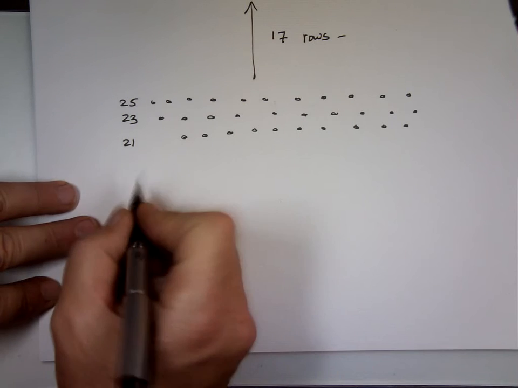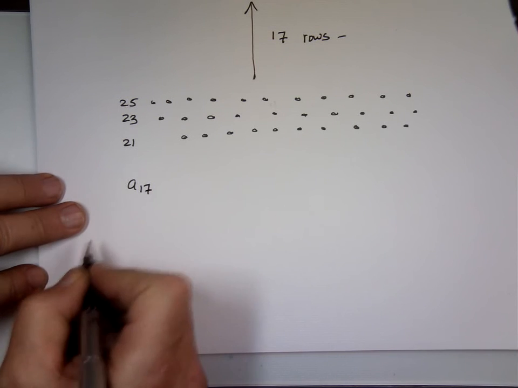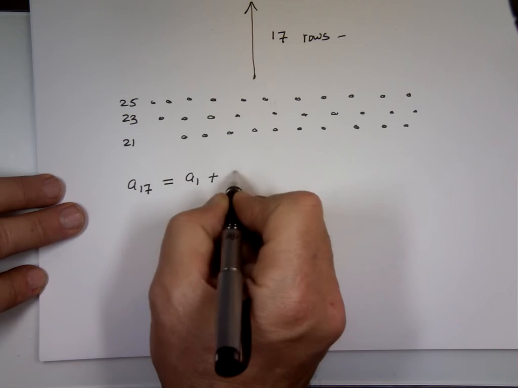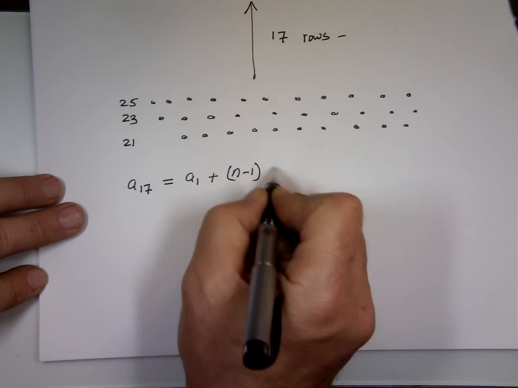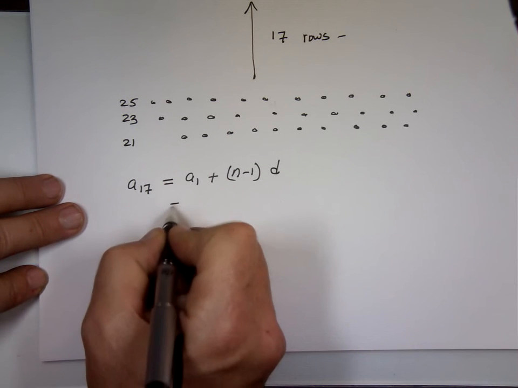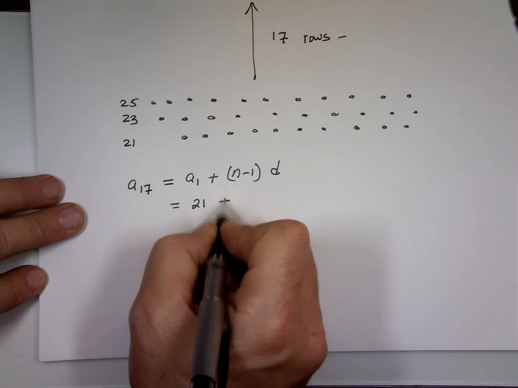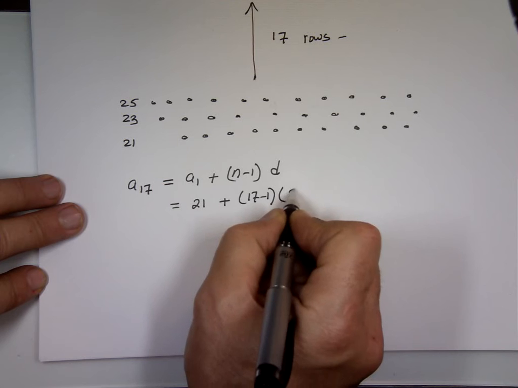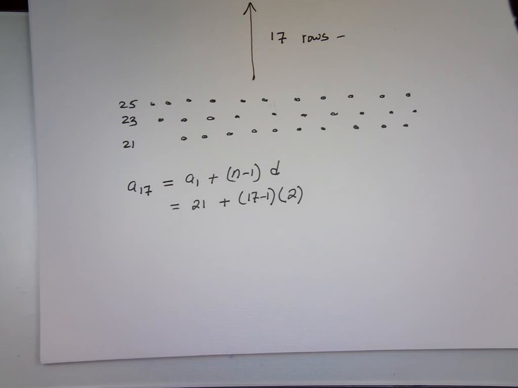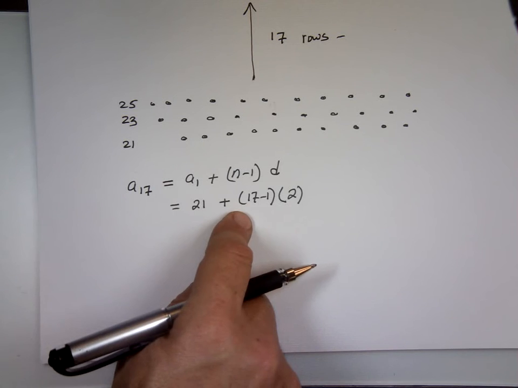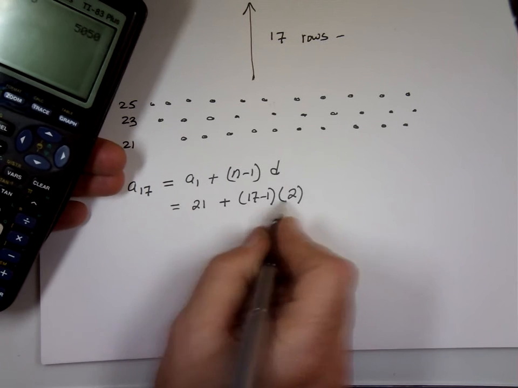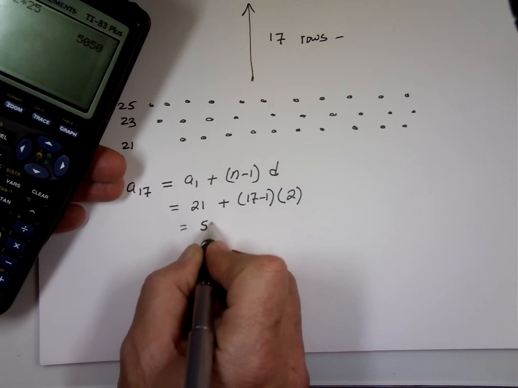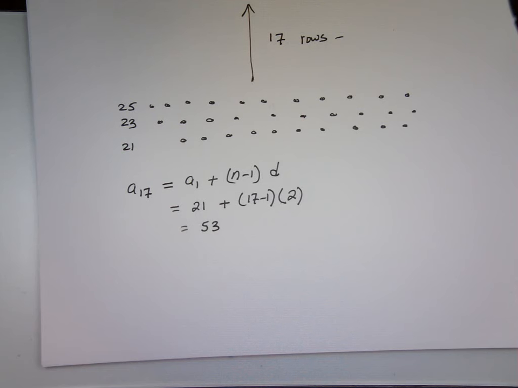So first, how many trees in the last row, in row 17? That will be A1 plus N minus 1 times D. The first row has 21 trees. N is 17, take away 1. And each row has how many extra trees? 2. 2 times 16, that's 32. 32 plus 21 is what? 53. So the last row actually has 53 trees.